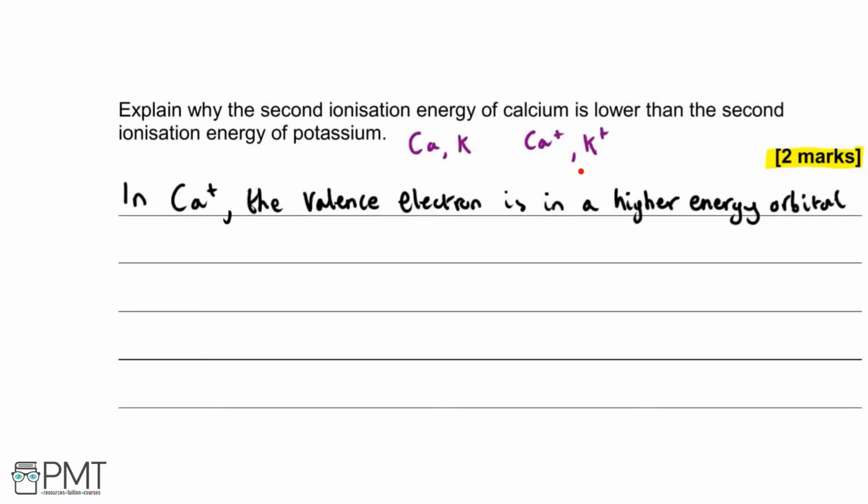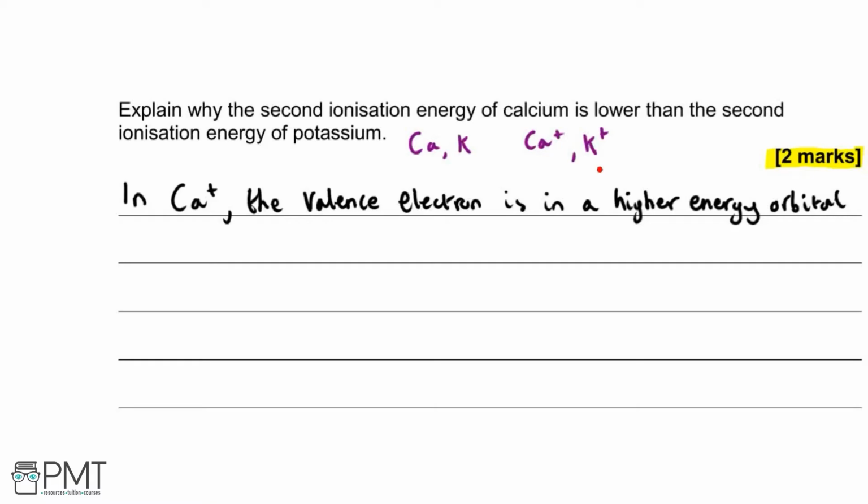This means that when it comes to our second ionization, when it's calcium, we are removing another electron from the 4s orbital, but in potassium, we're starting to remove from the 3p orbital. This means that our potassium's valence electron is at a lower energy than in calcium, so we're going to need more energy to make up for that difference when we're trying to remove that electron.